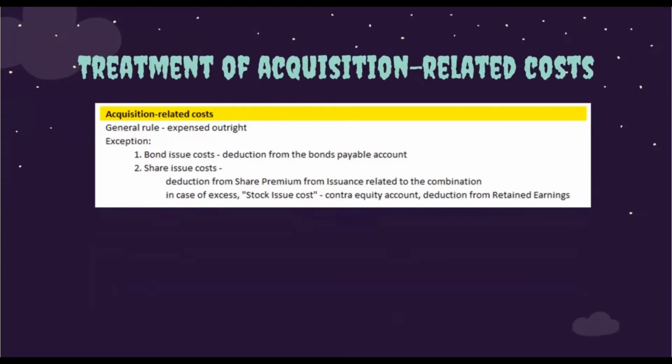Exceptions are these two. So if it relates to bond issue costs, it has to be a deduction from the bonds payable account. Number two, if it's share issue costs, it's a deduction from share premium from issuance related to the combination. In case there's excess, we establish a stock issue costs account, which is a contra equity account and a deduction to your retained earnings. So another cheat sheet that we're going to introduce in business combination.